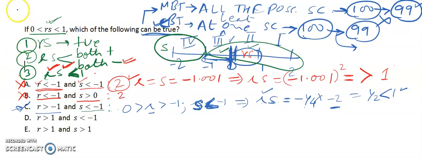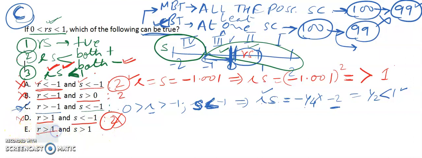Although we got the correct answer as C, for the sake of understanding, let's analyze the remaining two options also. D: R is greater than 1, so R is positive, and S is less than -1, so S is negative. But this is not possible because it is violating condition number 2. Both of them are not of the same sign.